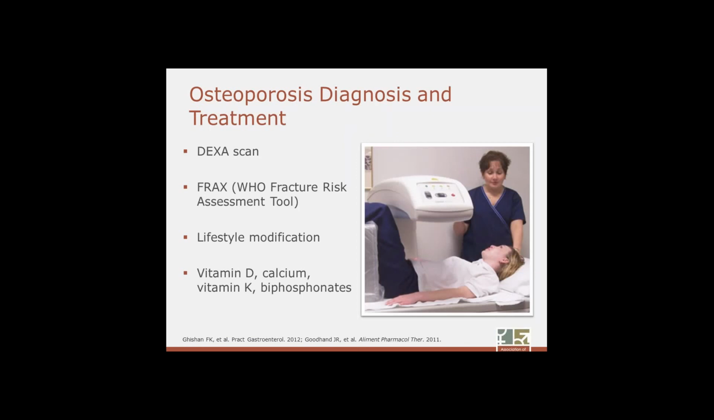DEXA scan is the most widely used method for diagnosing osteoporosis in adults. The World Health Organization Fracture Risk Assessment Tool, or the FRAX, is a free web-based clinical scale that assesses the 10-year fracture risk and need for lifestyle advice, DEXA scanning, or preventive treatment. In a study that applied the FRAX to predict the need for DEXA scanning and treatment in at-risk IBD patients, the clinical FRAX score alone was found to accurately predict the risk of osteoporotic fracture and reduce the need for DEXA scans and unnecessary treatment.